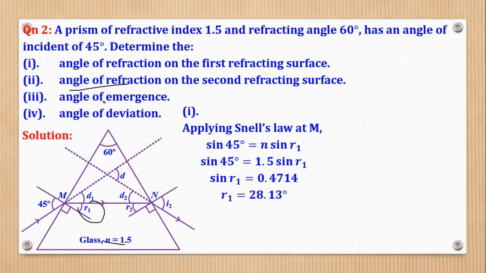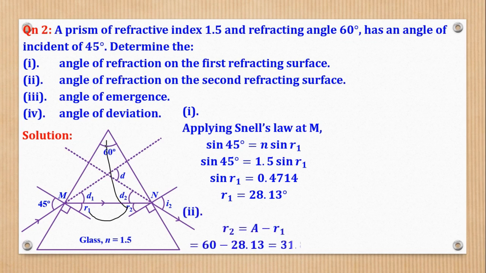Then the second one is the value of R2. So by geometry, this plus this is equal to 60. So come and substitute and get the value of R2.